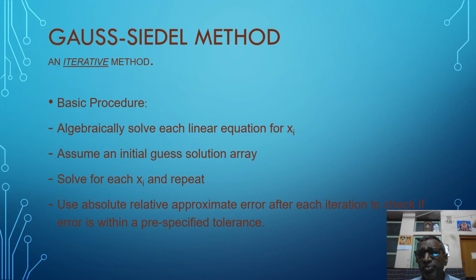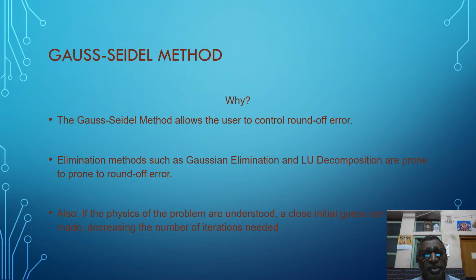Again, it is going to be the same procedure. I do not want to repeat the same thing. And why are we doing this Gauss-Seidel method? The Gauss-Seidel method allows users to control round-off error. Elimination methods such as Gauss elimination and LU decomposition are prone to round-off error. Also, if the physics of the problem are understood, a close initial guess can be made, and so on.